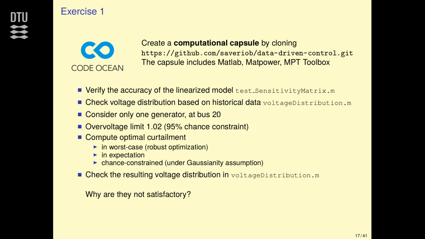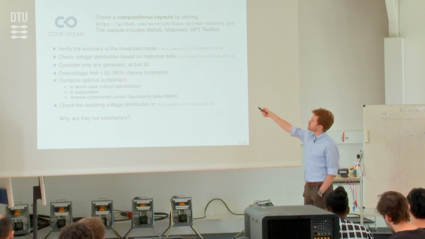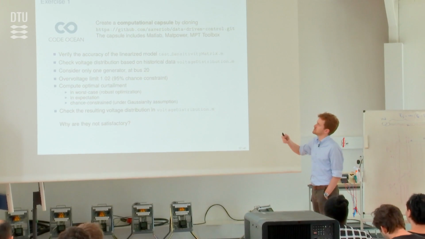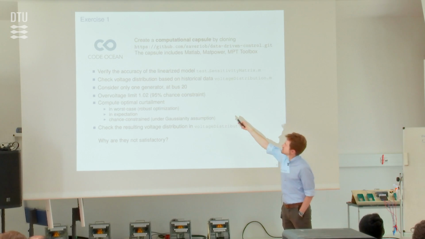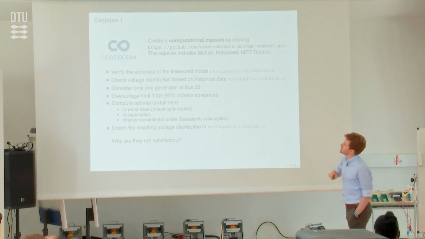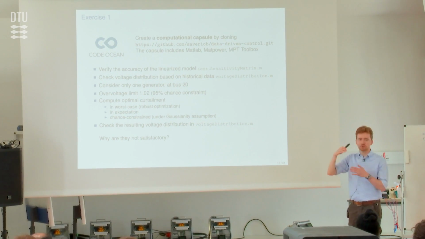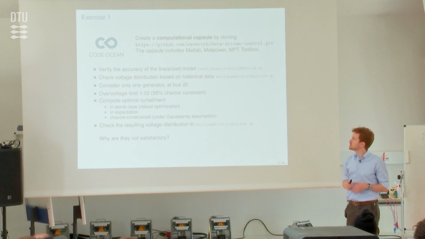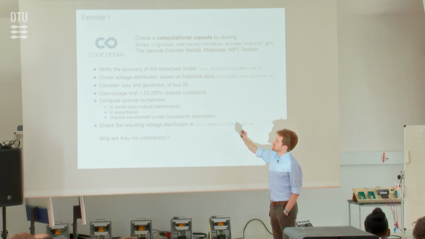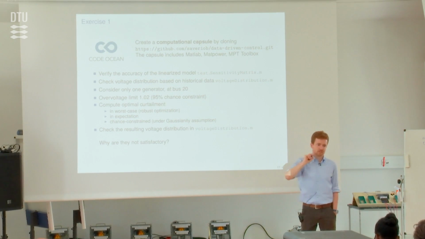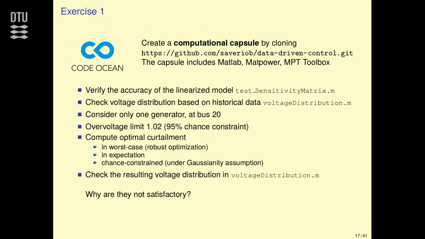And then with those functions, you will have to write a piece of code, a script, to verify the accuracy of the linearized model. You can use a function. You just have to plot it and see what happens. Use the historical data that I provided to check what is a typical distribution of voltages, how many times you have an overvoltage. Then you consider only one generator. I made things very simple. It is one generator at bus 20, okay? Because the original network doesn't have generators, you have to add one generator.